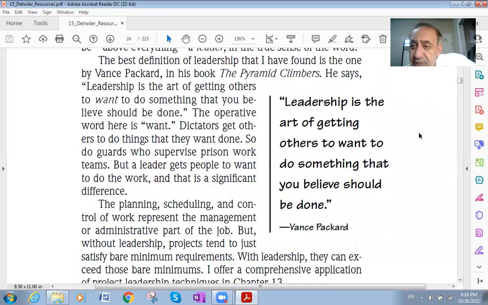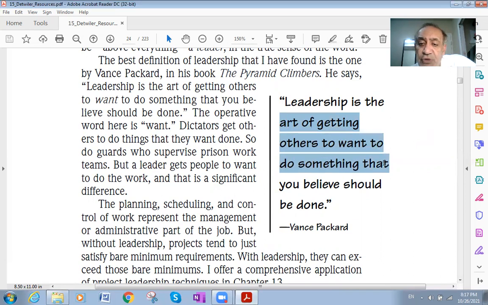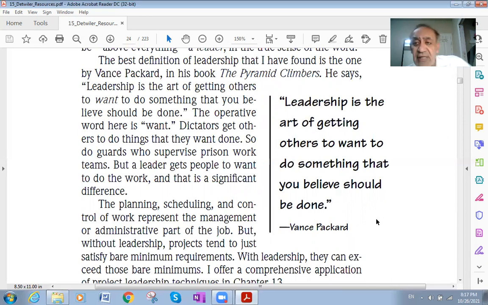We also have leadership, and we will talk about leadership in project management. And we will know what we mean by leadership. Leadership is the art of getting others to want to do something that you believe should be done. In other words, leadership is an art. And you know the difference between the manager and the leader. The manager says, hey, do this. The leader says, no, come, let's do this work together.